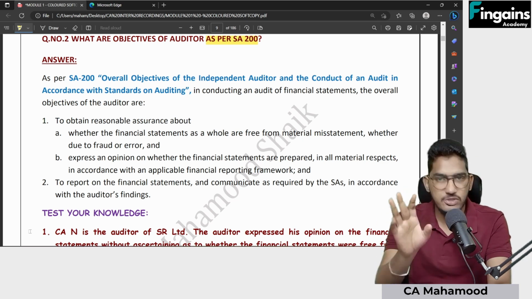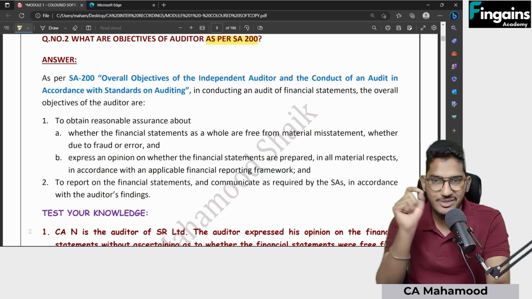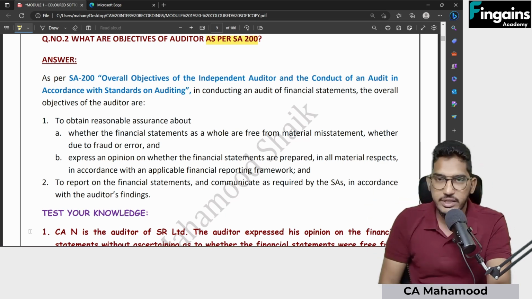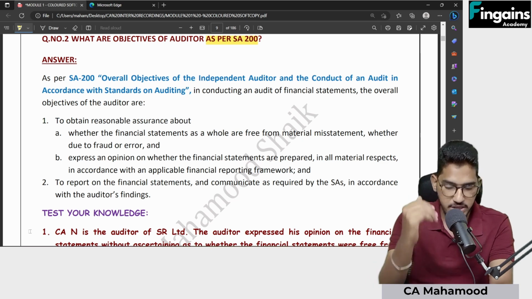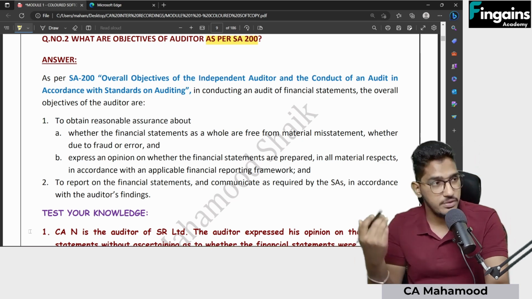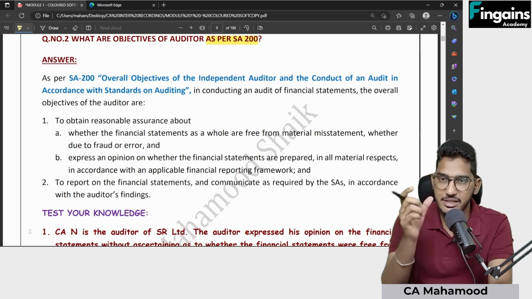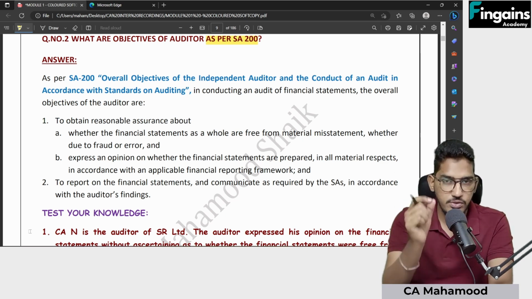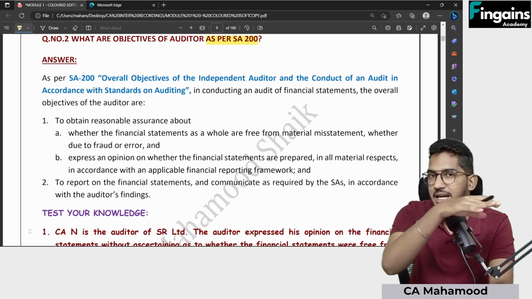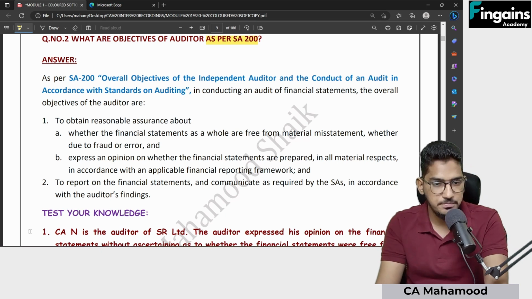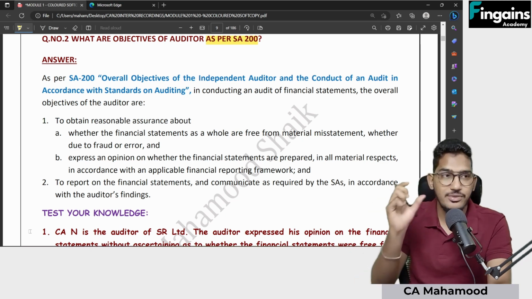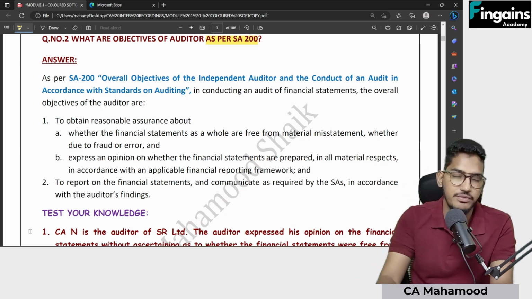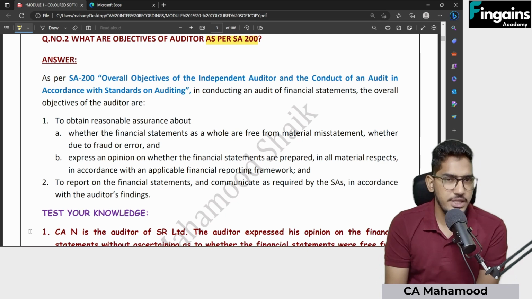SA 200 will give guidance to the auditor. So as per SA 200, there are some objectives which the auditor needs to fulfill. So what are those objectives of the auditor which he needs to fulfill as per SA 200? And SA 200 is the first and foremost standard on auditing, setting the entire base for the auditing subject. Now, before we talk about objectives as per SA 200, first let us try to understand the title of SA 200.